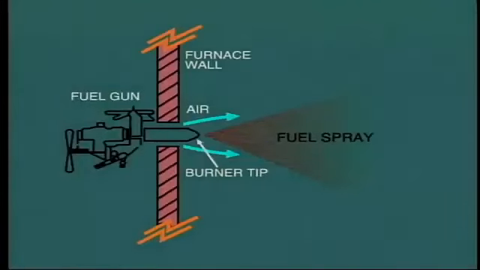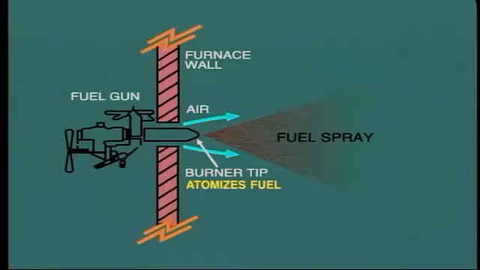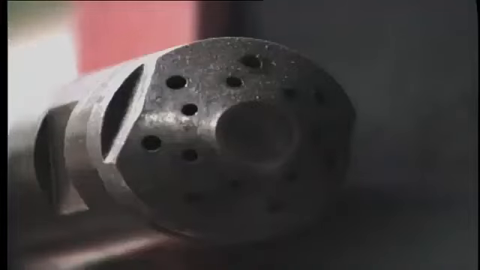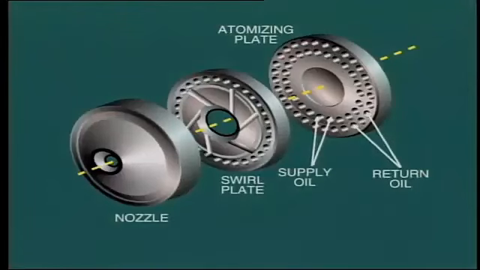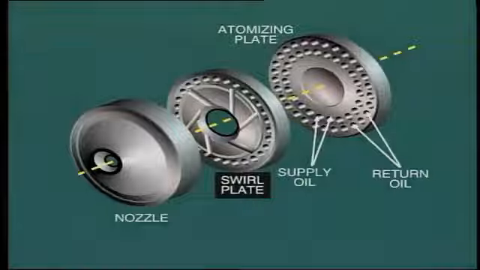The burner tip is designed to break down the fuel into very tiny particles, a process known as atomizing the fuel. The objective is to increase the surface area of fuel available for contact with air and so promote intimate mixing. Atomization is achieved by forcing the oil through a series of very small holes in the burner tip. A swirl plate is also fitted at the tip just ahead of the nozzle so as to impart a twisting motion to the fuel spray as it enters the furnace.